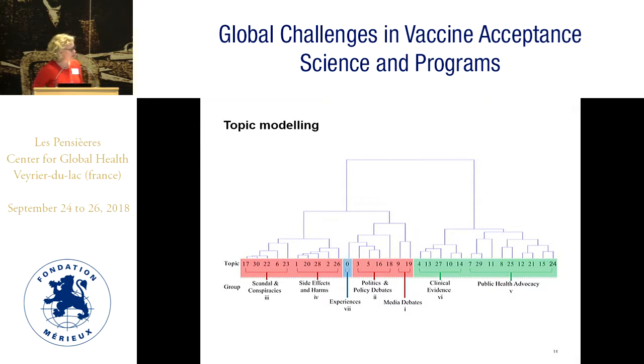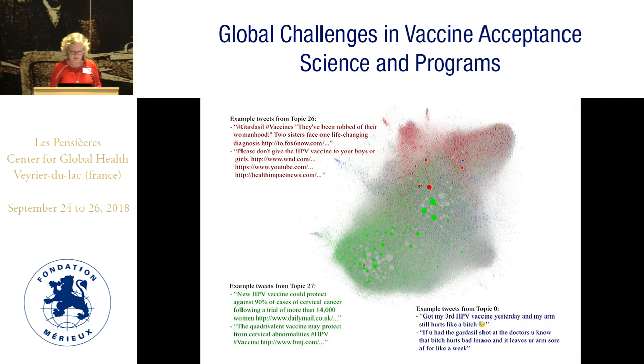And what this showed was that in the red you have the more negative sentiment, the green is more positive sentiment, and there's this sort of odd one, which is the experiences one, which I'll show you in this cloud. At the bottom right, you've got tweets like, got my third HPV vaccine yesterday and my arm still hurts like a bitch. You know, it's these young people saying they had a rotten time getting the vaccine. Whereas the green is a more positive topic, and that's around just sort of general positive statements about HPV vaccination, whereas the red is more critical. And these are just three of the topics among the, I think it was about 30 topics.